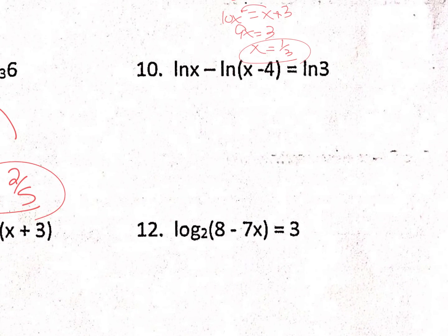Number 10, have a division again, except this time with natural logs. You do it the same exact way. Divide the x by the x minus 4 equals natural log 3. Now, because we have one log on each side, you can cancel the logs out.